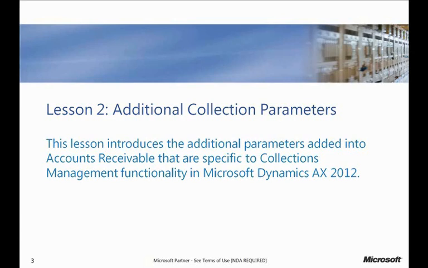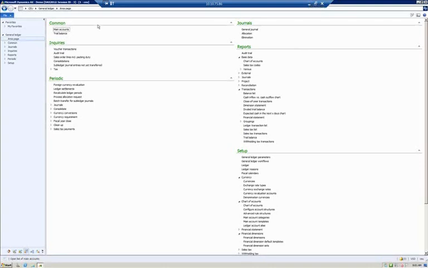These parameters are found on the Collections tab of the Accounts Receivable Parameters form. The parameters that you define here will drive how collection management functions in Microsoft Dynamics AX 2012. So let's go into AX and take a look at the additional collection parameters.